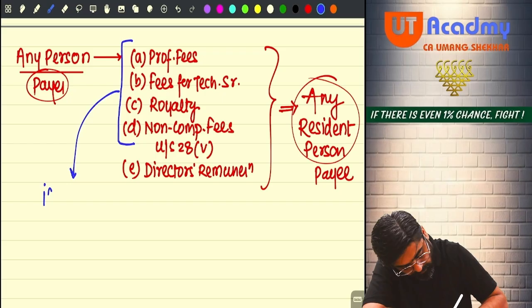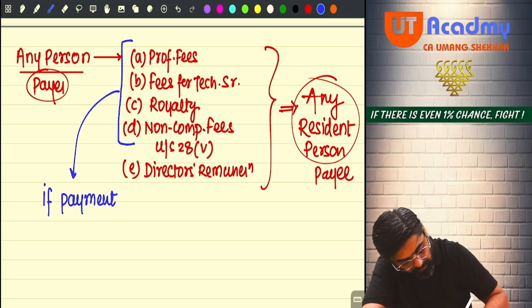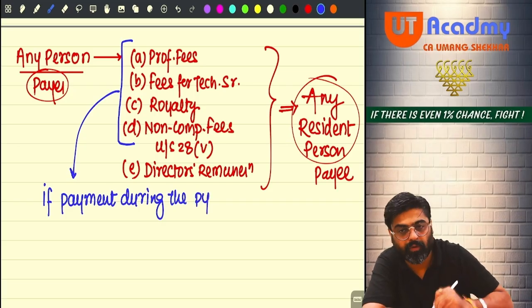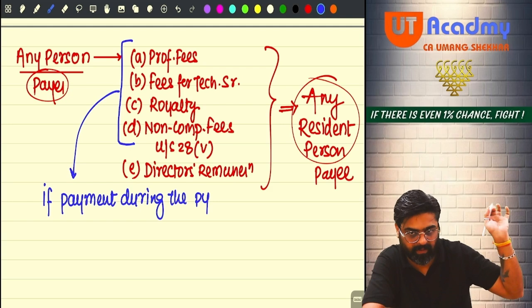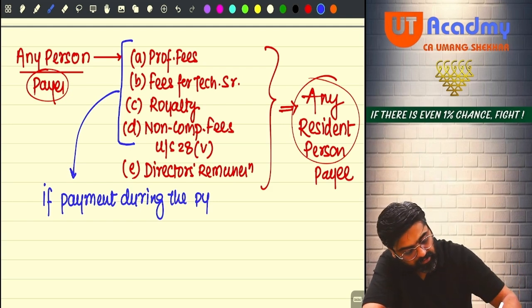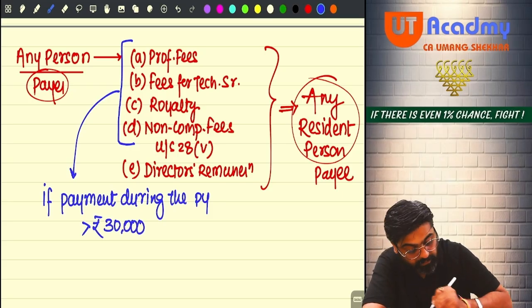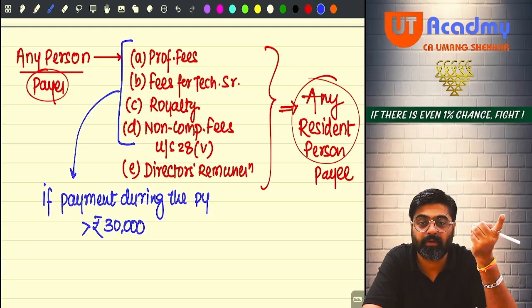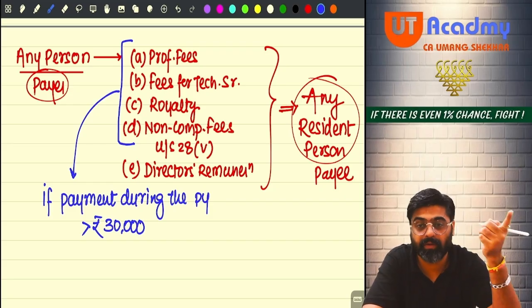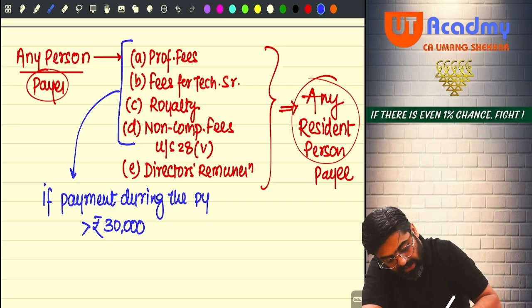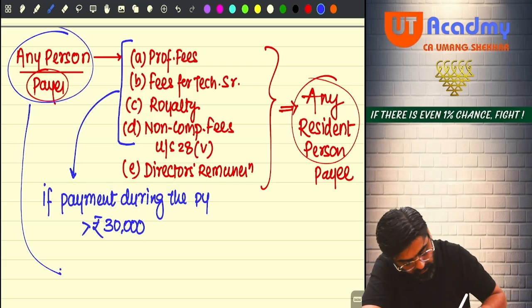If the payment during the previous year for any of these payments to this resident person is more than rupees 30,000, then first of all, you are supposed to check that, to that resident person, whatever professional fees you are paying during the year, if the aggregate of that paid during the year is more than 30,000, then this person is liable to what? Deduct tax.